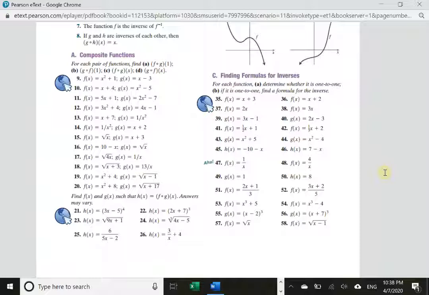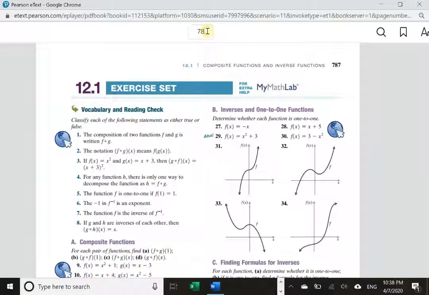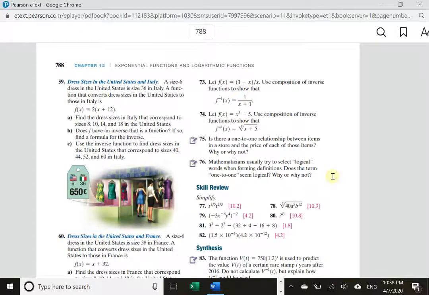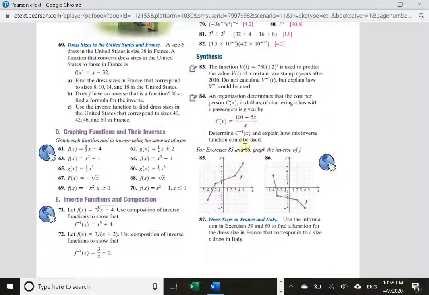You can take a look at the homework documents in Canvas in order to see which problems you're doing. I'll do ones like your homework problems. And on the next page, page 788, I believe you're only doing one exercise from that page. That's exercise number 63, which is section D, graphing functions and their inverses. I'll be doing number 64 with you.